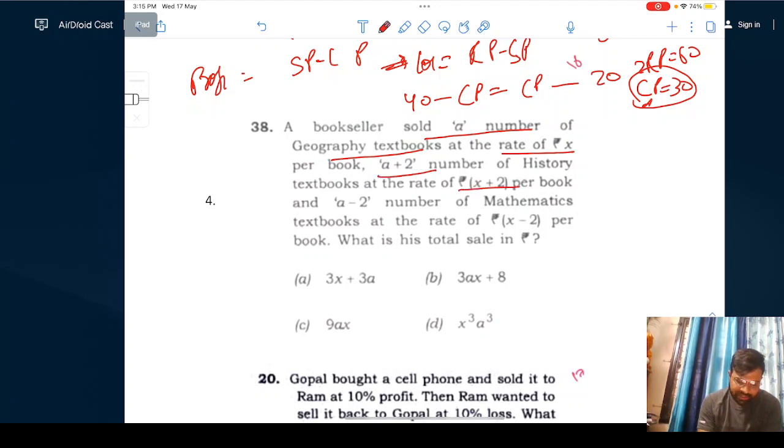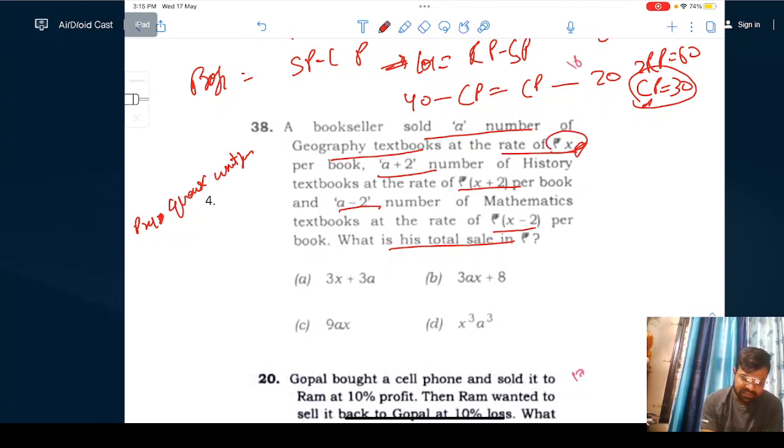A plus 2 at X plus 2, A minus 2 at X minus 2. What is the total sale? As I already told you, the price is quantity into unit price. So the unit price here is this X per book. Unit price is the per book price. And this is the quantity.